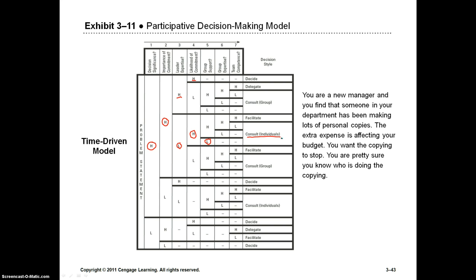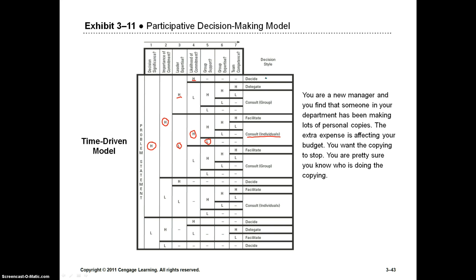If we had followed the other pathway, if we had said that we know everything we need to know, we know who's making the copies, and it's likely that they'll stop if we tell them to, we wouldn't have answered any more questions, and we would have gotten to decide. That means we would have decided, "Hey Joe, you're the one making the copies. Stop doing that." Decide would sort of be our second best answer.